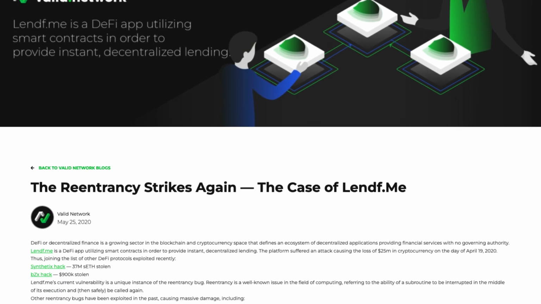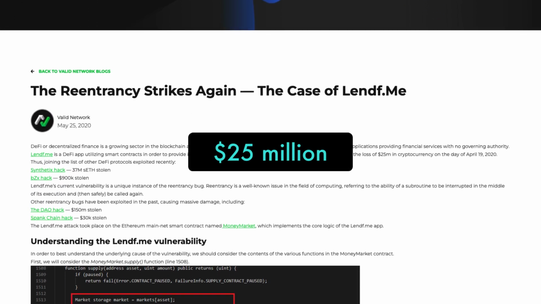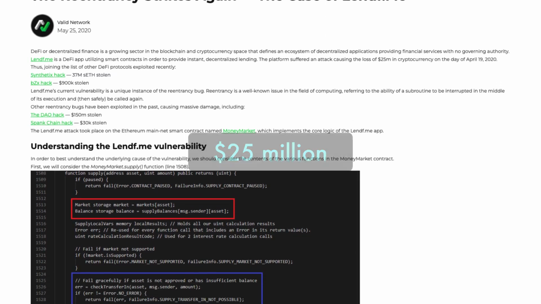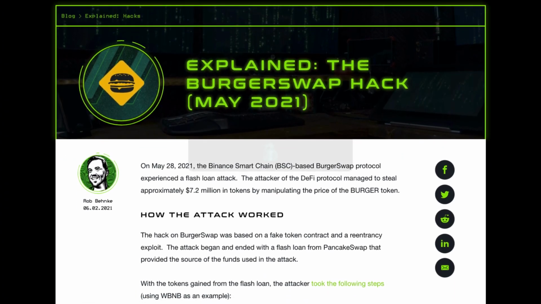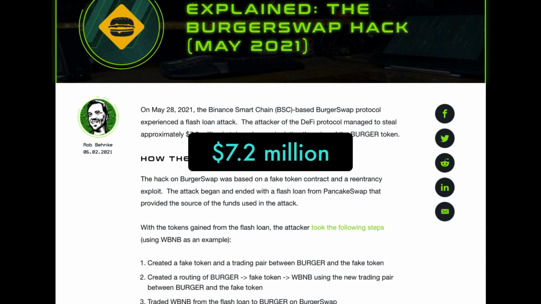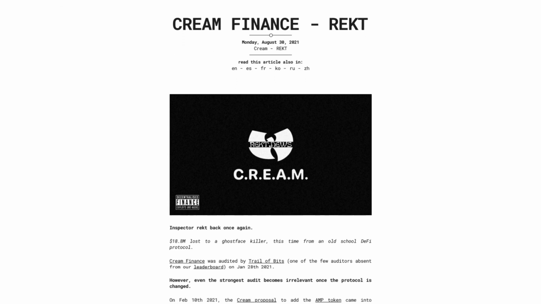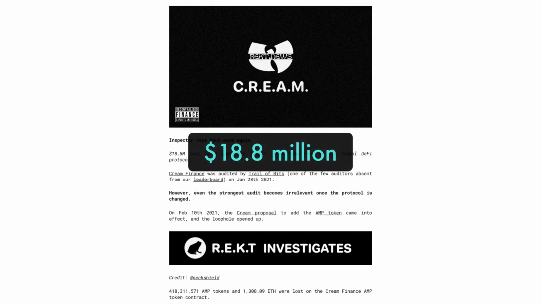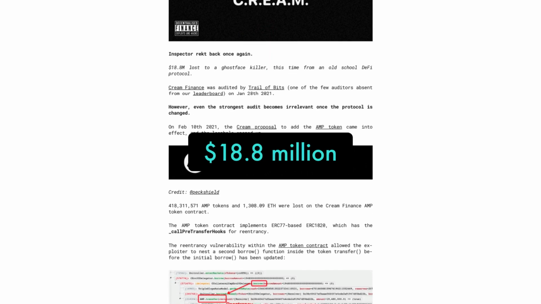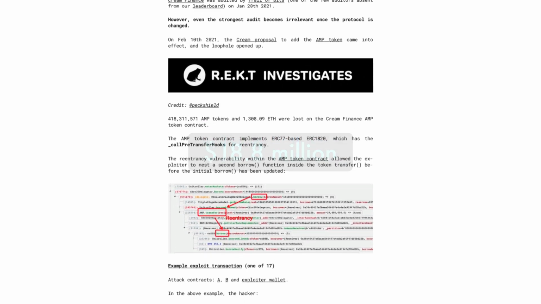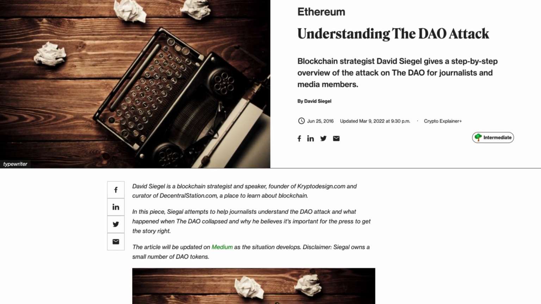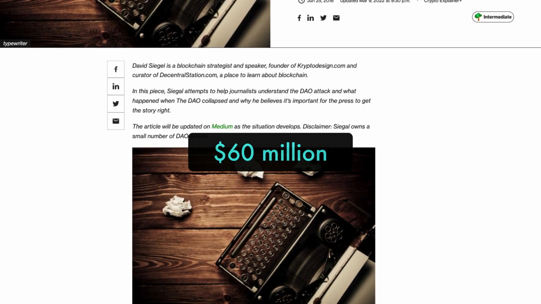April of 2020, 25 million was taken from Uniswap and LendF using reentrancy. May 2021, 7.2 million in tokens was lost by BurgerSwap via a reentrancy exploit. August 2021, Cream Finance lost 18.8 million due to similar exploits. And not forgetting one of the most famous, the DAO hack. That caused a loss of $60 million.